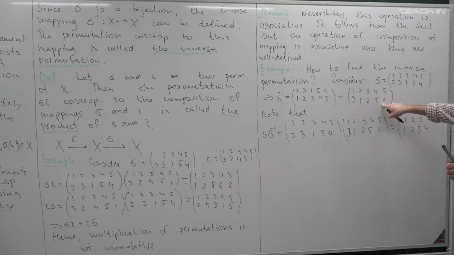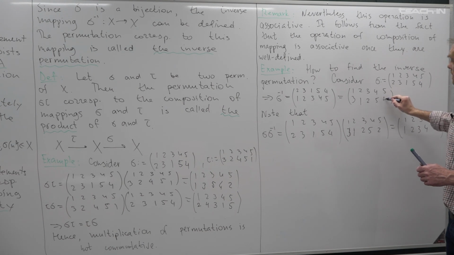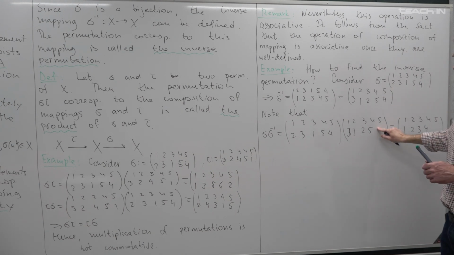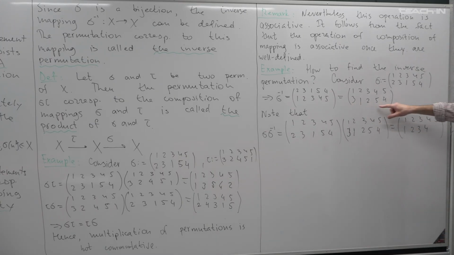Okay, so the mistake is here. So 5 goes to 4. I should replace 2 by 4 here, and so the standard test is that all numbers should be present in the lower line as well. So since it's a bijection, so if some number is repeated twice, then it is definitely a mistake. So 5 goes to 4 and 4 goes to 5. So we get the identity permutation.